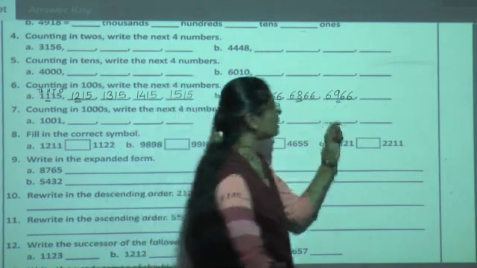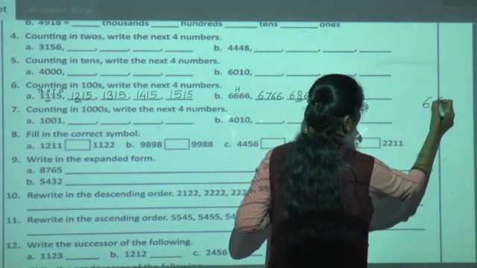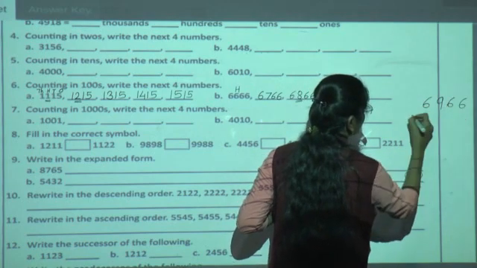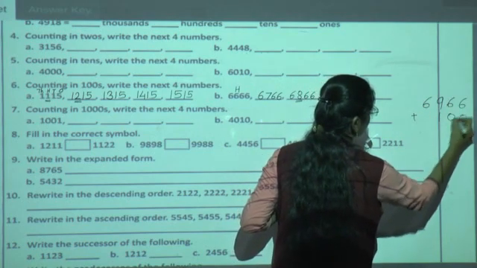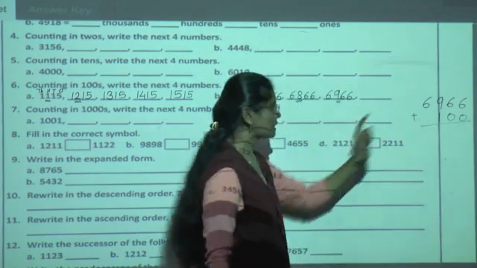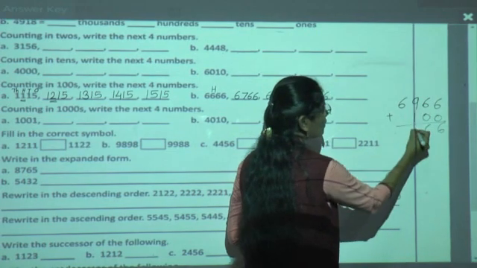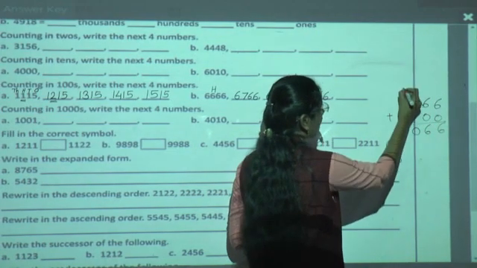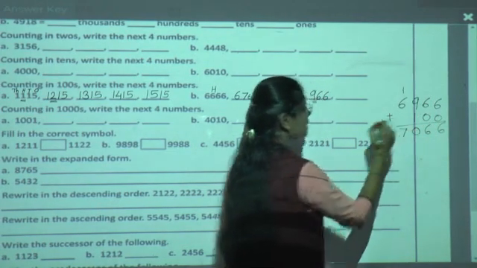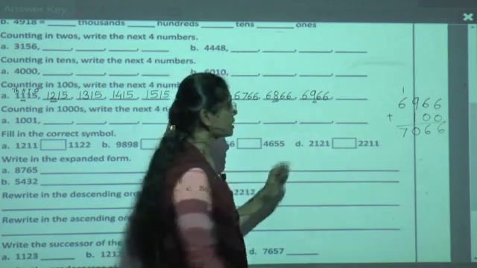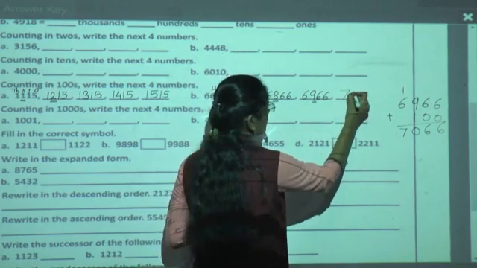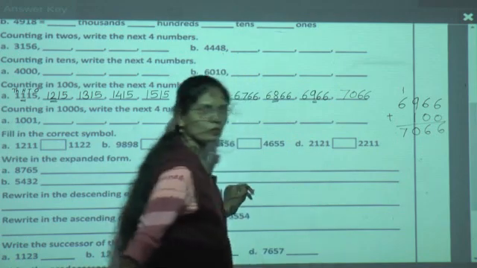6966. Here we will add 100. Okay. Let's do the addition. Now 6 plus 0, 6. Again 6 plus 0, 6. Now 9 plus 1, 10. Carry 1. 1 plus 6, 7. So the next number is 7066. Okay.